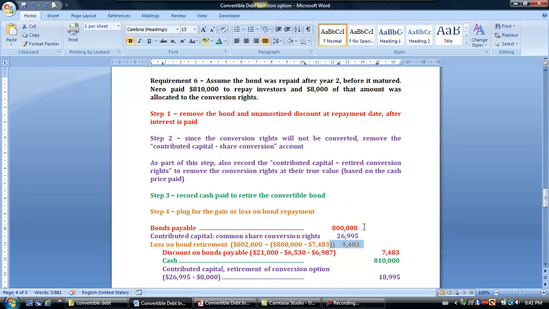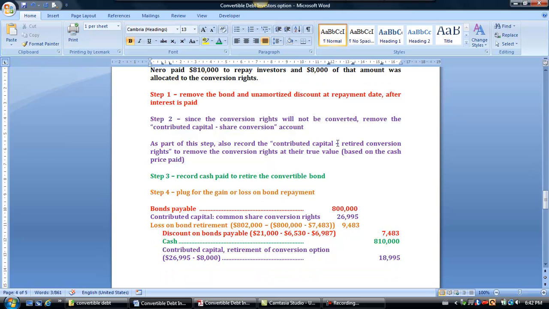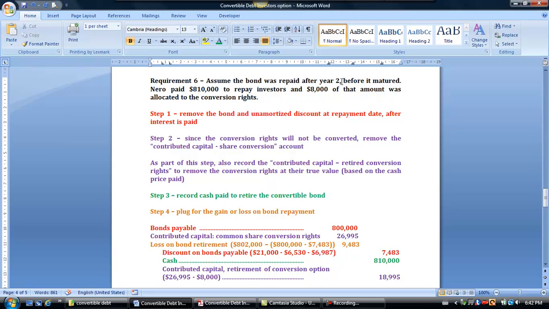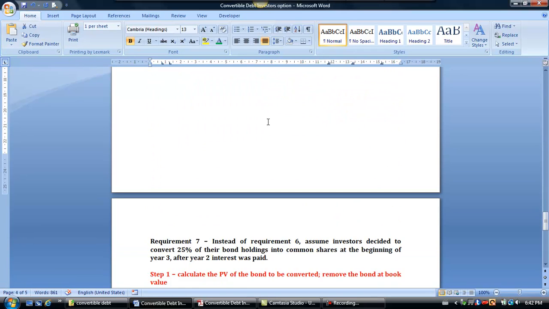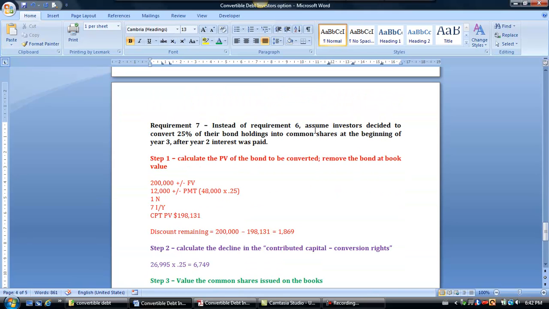So that handles requirement 6, which is retiring the bond before maturity and paying investors a premium in order to do so. Now, let's look at the last requirement here. Let's say that instead of requirement 6, we're not paying it out early, but investors decided to exercise their option and convert not all, but some of the bond holdings into common shares at the beginning of year 3 or at the end of year 2 after the interest was paid.